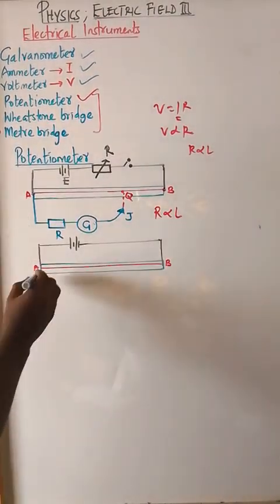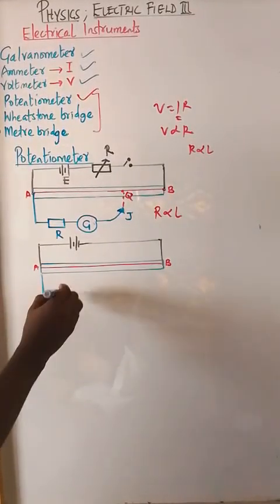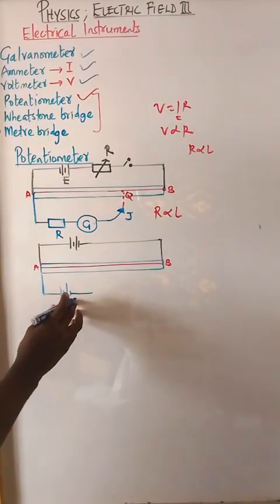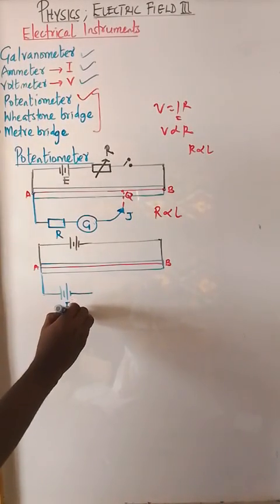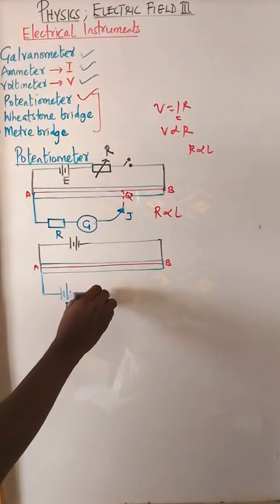Okay, the upper is the same. This time around, like I said, it is used to compare the EMF of two cells. So let's suppose we have another cell here whose EMF we want to determine. Let me call this one E1. Same thing, we connect it to a galvanometer, then we have the jockey.